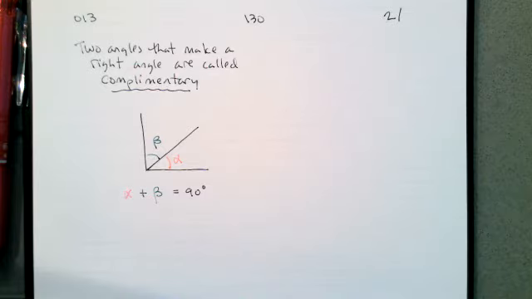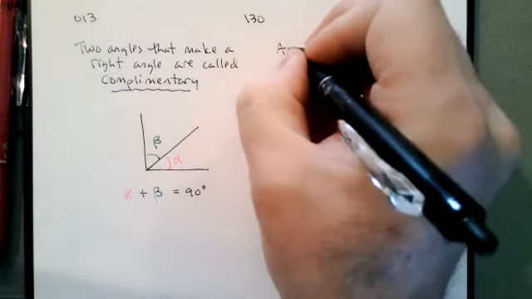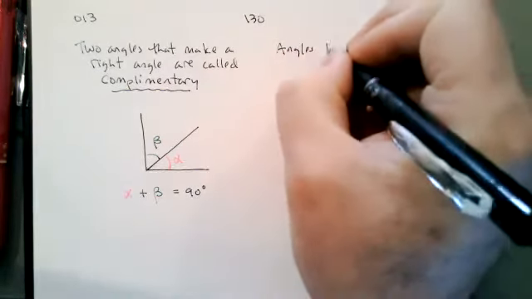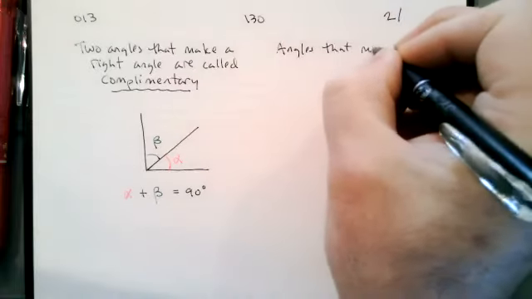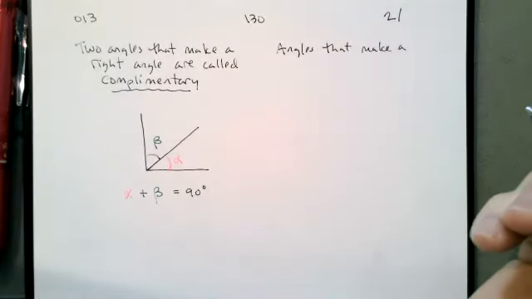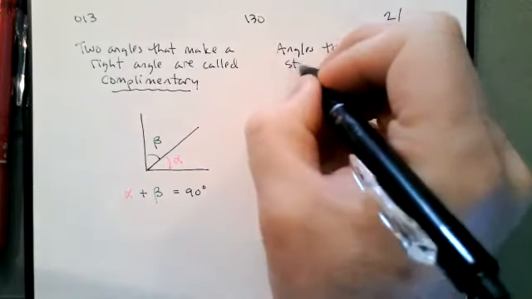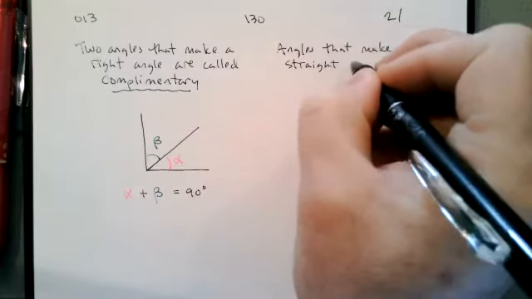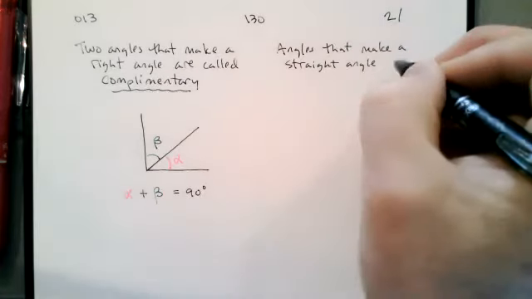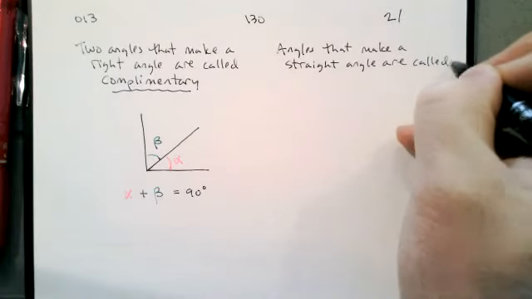Anyone know what we're going to do next? Supplementary angles. Those are the two things that go together. Angles that make a straight angle are called supplementary.